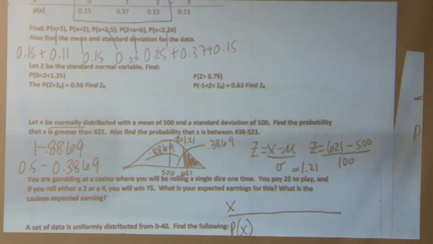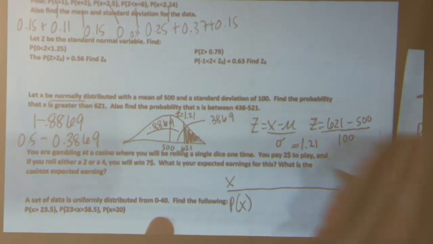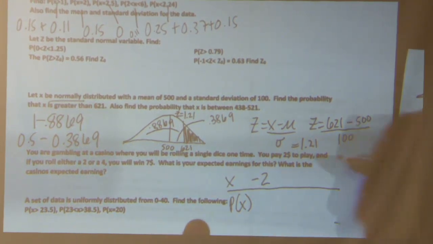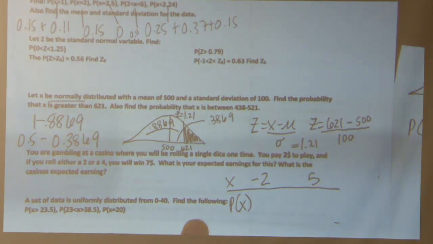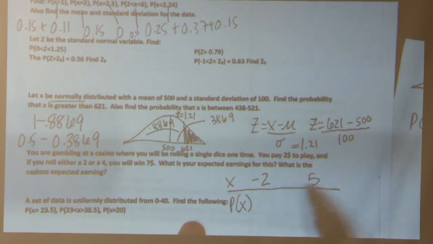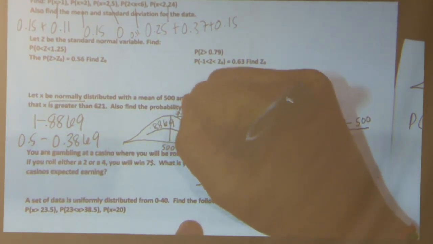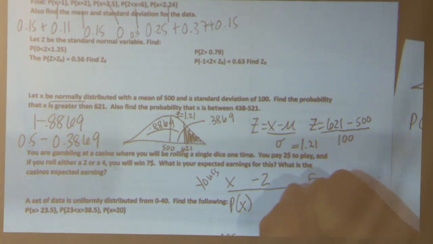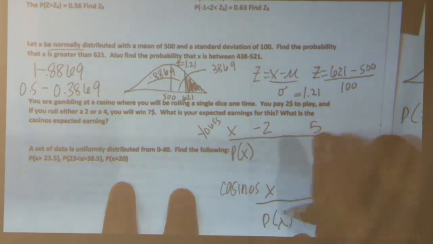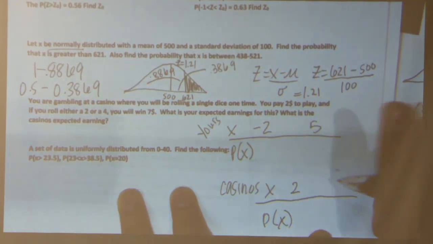Our x's are going to be what you're either winning or losing. So you're paying $2 to play, so you're either going to lose $2, or if you win $7, since you technically already bet 2, you can only win 5. Now, this is set up to calculate your expected earnings. That's why we have the -2 and 5. This is for yours. And then the casino's, they're either going to gain $2 or lose 5.